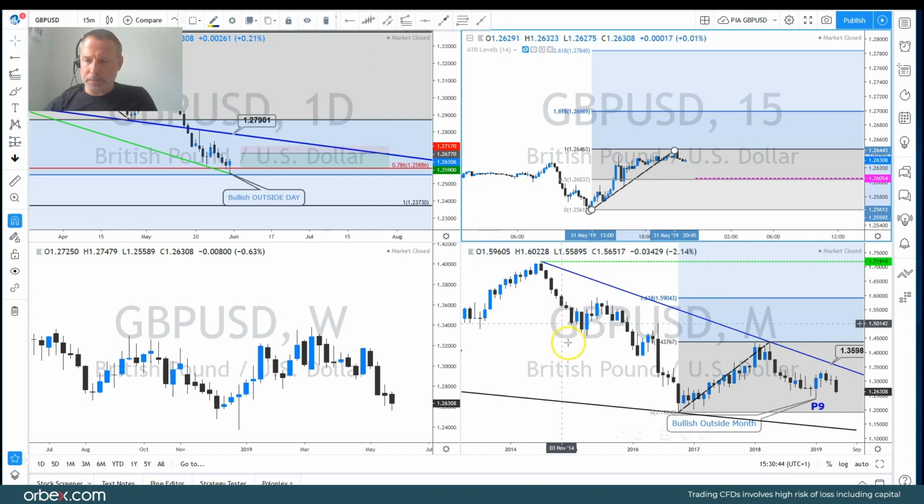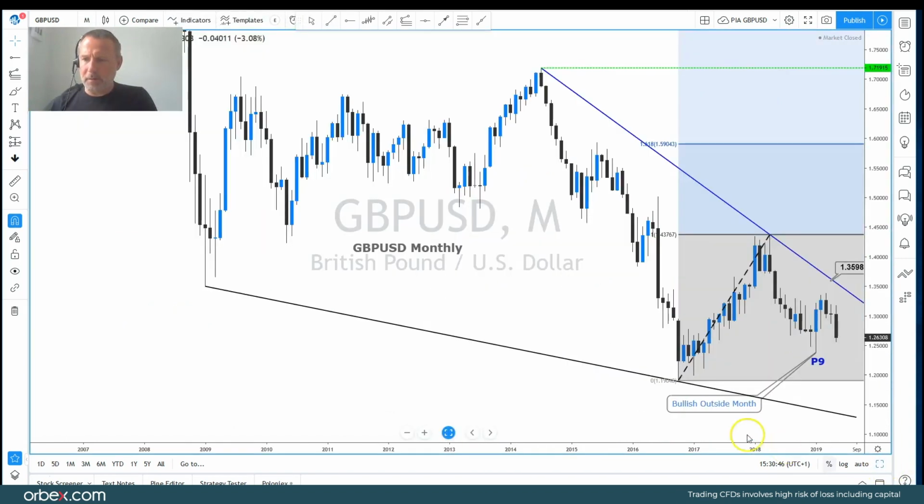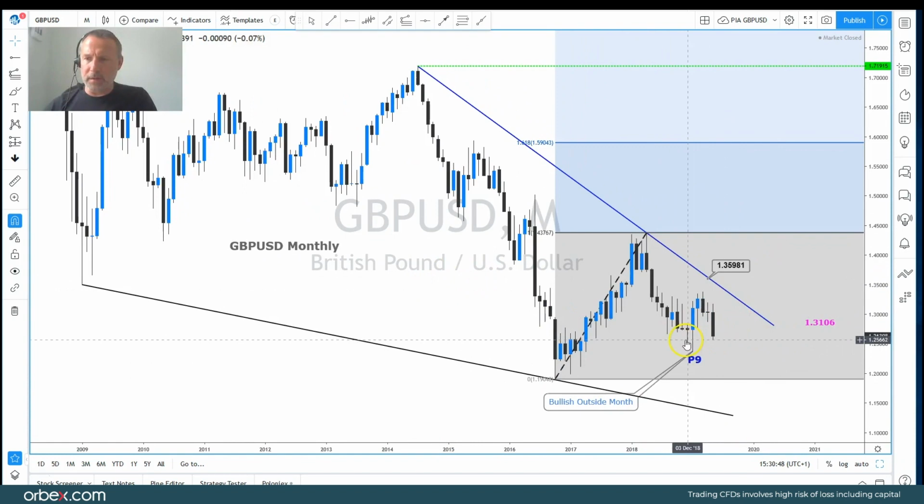Now, cable monthly chart posted a bullish candle after a perfected 9 count. That's a DeMark indicator. We have seen quite an aggressive move to the downside.